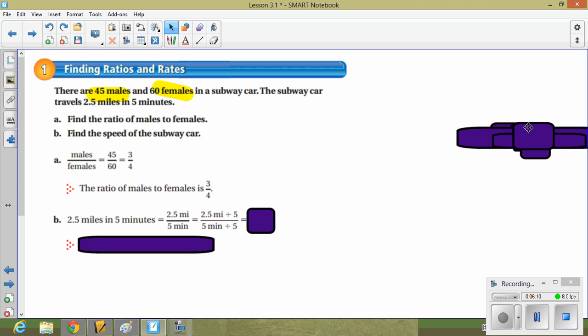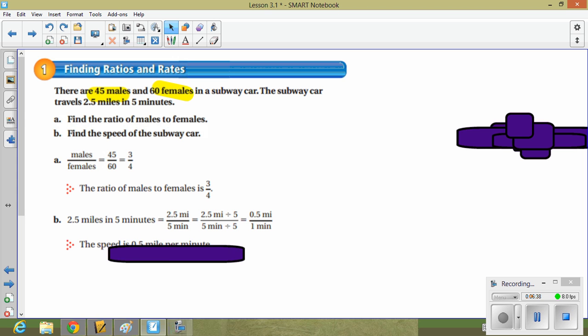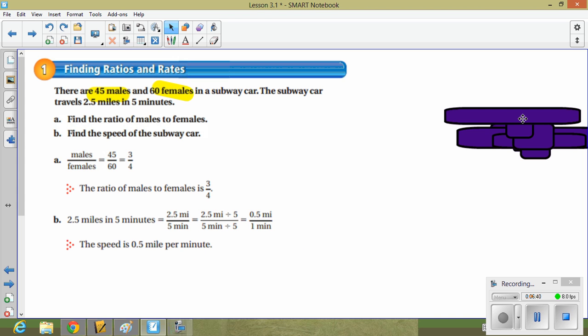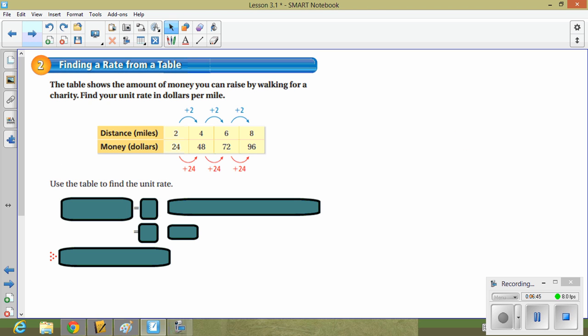So we're going to divide by 5 because I want that denominator to turn to 1. So 5 divided by 5 is 1, and 2.5 divided by 5 is 0.5. If I haven't said so already, you are welcome to use a calculator through all of Chapter 3. So if you want to pause the video, go grab a calculator, or turn the calculator on your computer, please do so, because all of our work will be done with a calculator for Chapter 3. So the speed is 0.5 mile per minute. That's how fast a train can go, 0.5 mile for every minute.